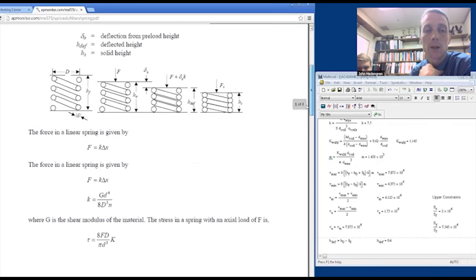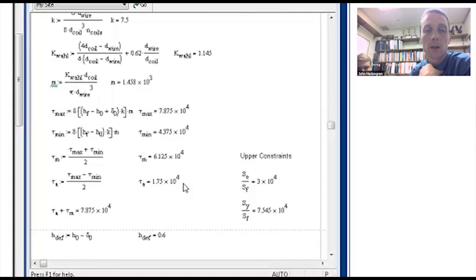Okay, so those are my tau values. I have an upper constraint on this, SE over SF. That's 3 × 10⁴. Okay, so that is tau A. So this value right here has to be less than 3 × 10⁴. Okay, so SE and SF.